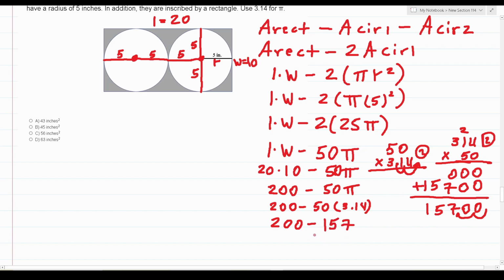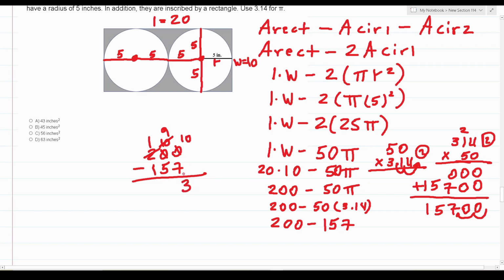And if you can't do that in your head, let's go ahead and work that off to the side as well. We have 200 minus 157. 0 minus 7 we can't do, so we have to look to the left to borrow. Can't borrow from a 0, so we're going to have to borrow all the way from this 2. This is going to become 1. This will become 10. Borrow one more time. This will become 9, and this will become 10.